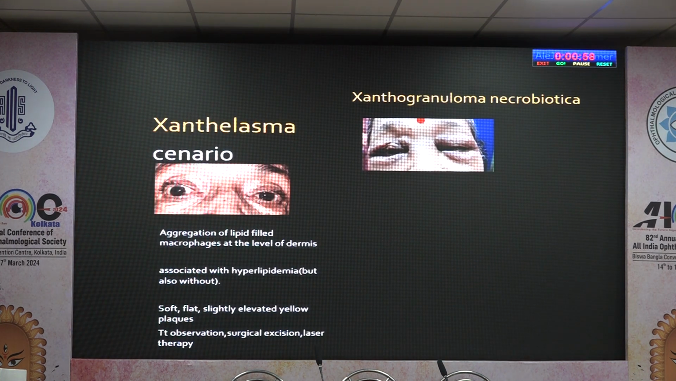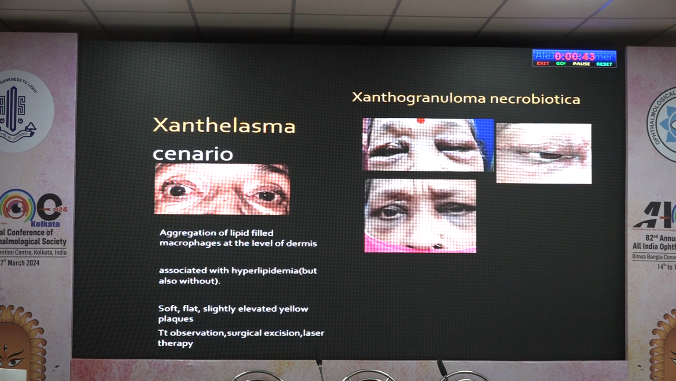This everyone knows is xanthelasma. I'm not going to discuss xanthelasma. You can treat it or you may not treat it. Kosturi will definitely treat it with laser or cosmetic surgery. But I'll show you some other cases.